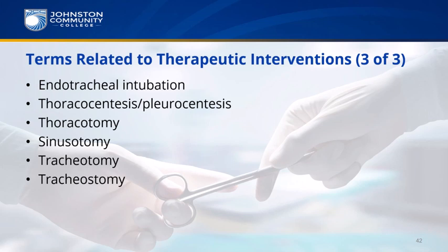Then a thoracotomy is the incision. Remember, tomy is our suffix meaning incision into. So this is an incision into the chest as a means of approach for surgery. Then we have sinusotomy, which is an incision into a sinus. Then next we have tracheotomy, which is an incision into the trachea, whereas a tracheostomy is a new opening through which an indwelling tube may be inserted temporarily or permanently. The tracheotomy is usually an emergency procedure to gain access to the airway.